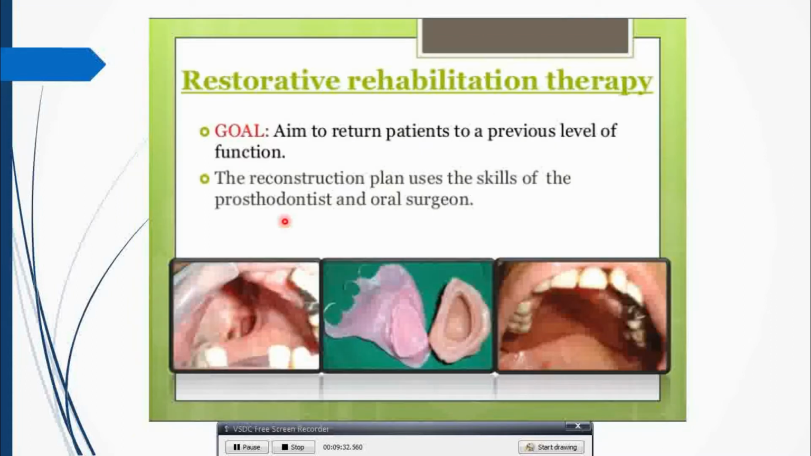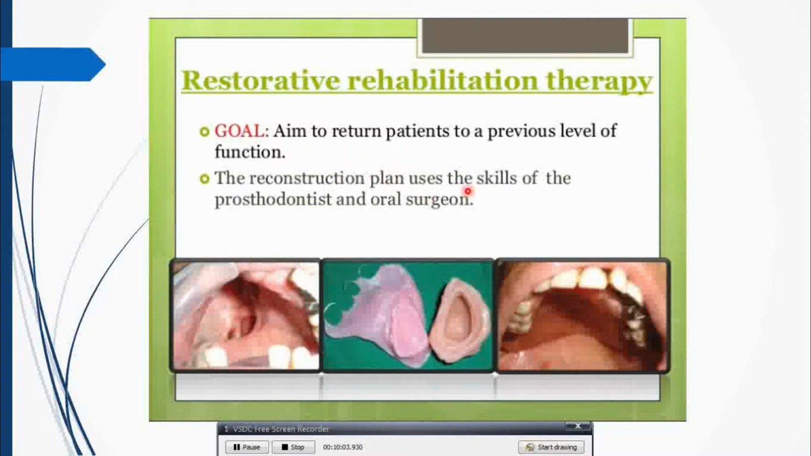Then we move on to restorative rehabilitation therapy. That means, for example, you have any missing teeth and any parts in the mouth, so you try to restore them. The aim is to return the patient to a previous level of function. That means you try, as much as we can, to bring them back to their original condition.